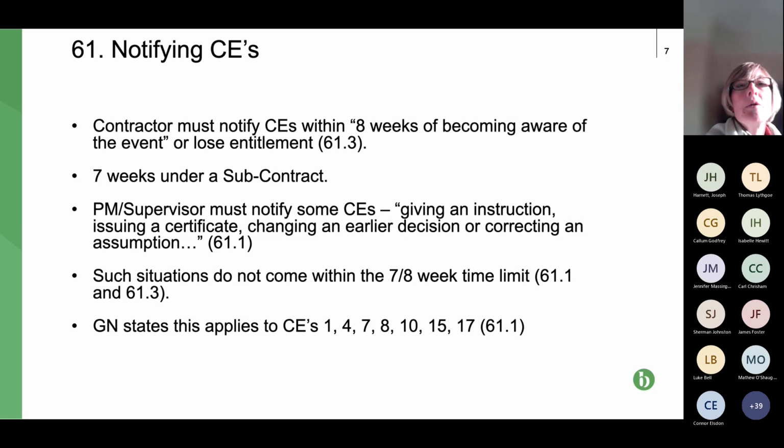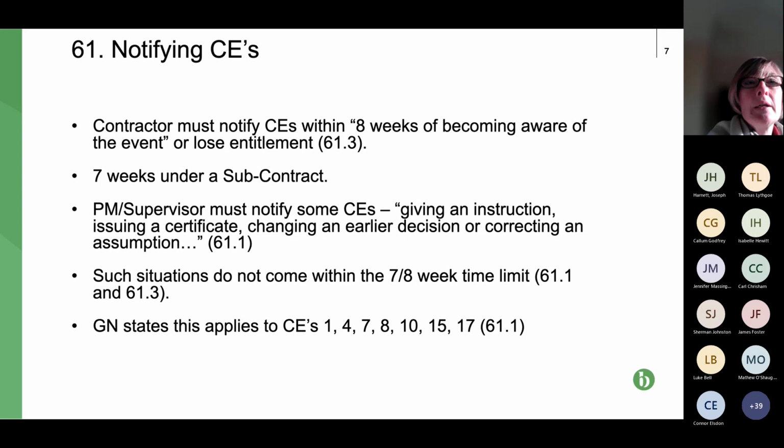It's the listing of the compensation events that PM or supervisor have to notify. So if the PM/supervisor has to notify them, then the contractor doesn't have to. So that 8-week, that horrible deadline doesn't apply to them. However, my advice to contractor and subcontractor clients is notify irrespective, get into the habit of notifying compensation events.